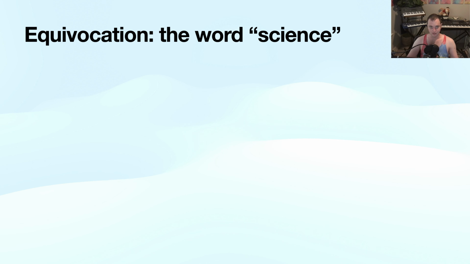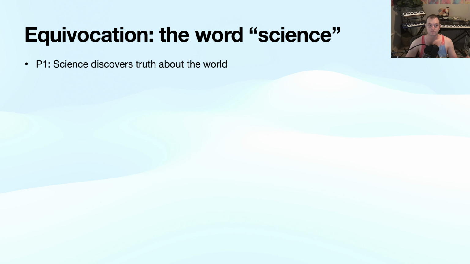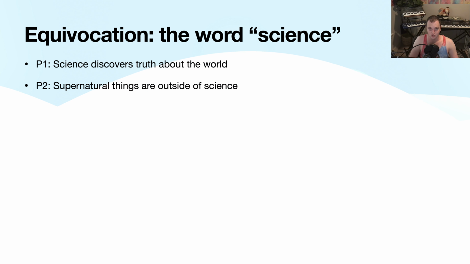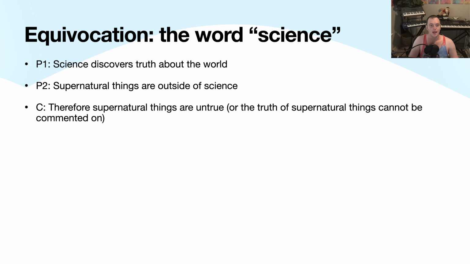What I'm going to talk about here is an equivocation with the word science. Think about the following. This is a very similar issue. Premise 1: science discovers truth about the world. Premise 2: supernatural things are outside of science. Conclusion: therefore, supernatural things are untrue, or the truth of supernatural things cannot be commented on. I think this would be a reasonably valid argument, at least if in premise 1 you specify that science is the only way, or the best way, to discover truth about the world. But in general, I think this is a fair argument.